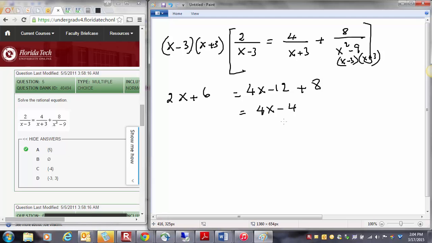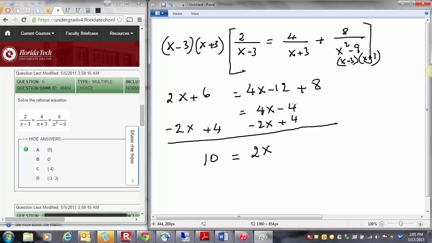Okay, let's move negative 4 to the left side. Add 4 to both sides. And since I moved the numbers to the left, I'm going to move the x to the right. Subtract 2x from both sides. So 2x minus 2x is 0. 6 plus 4 is 10. And 4x minus 2x is 2x. And 4 minus 4 is 0. Divide both sides by 2. X equals 5.